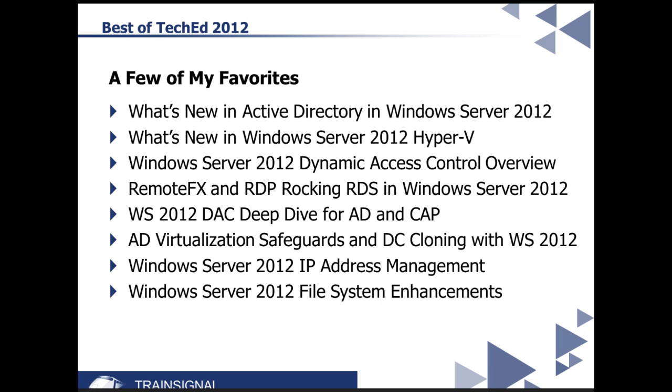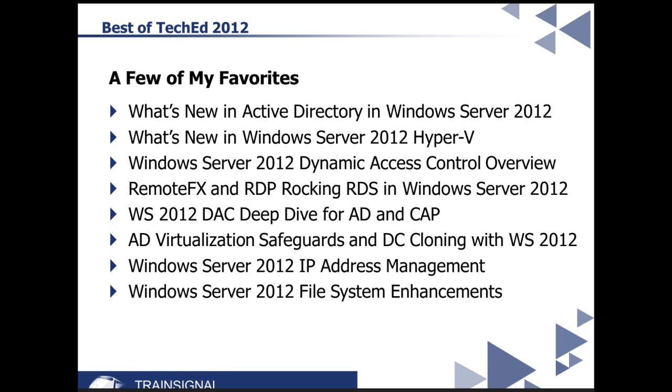The next one, if I would have spelled the whole thing out, it'd be about 3 lines long. So it was Windows Server 2012 Dynamic Access Control Deep Dive for Active Directory and, let's see here, Central Authorization Policies, I believe, if I have the right words for CAP. So that was a very, very cool one. That was basically the opposite extreme of Dynamic Access Control Overview. Now it was a deep dive into one aspect of it, which I thought was very cool.